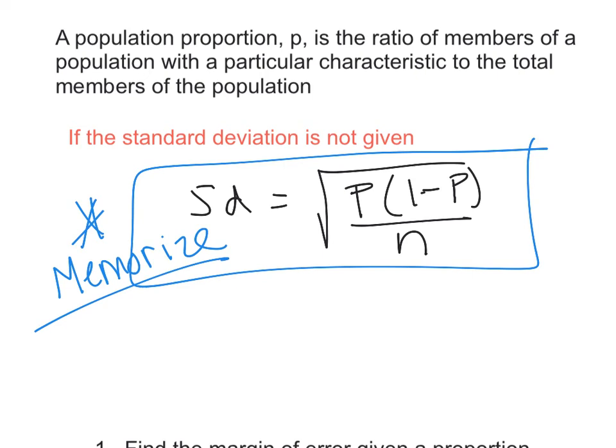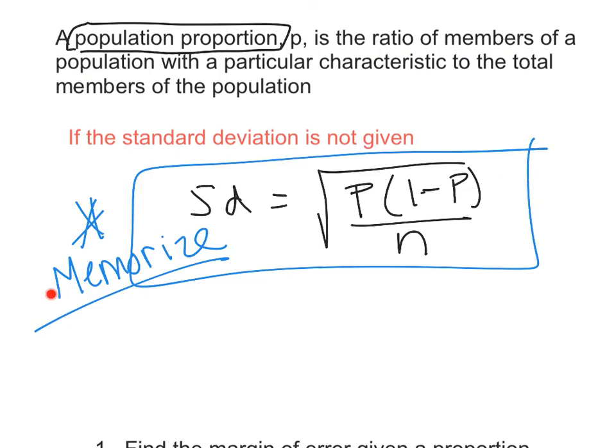So here we go. A population proportion, P, is the ratio of the members of the population with a particular characteristic to the total members of the population. So here's the deal. What's important that we haven't covered yet? Well, what if the standard deviation is not given? And this is huge. This showed up in our exam last year where they didn't give you the standard deviation, so that changes the game.